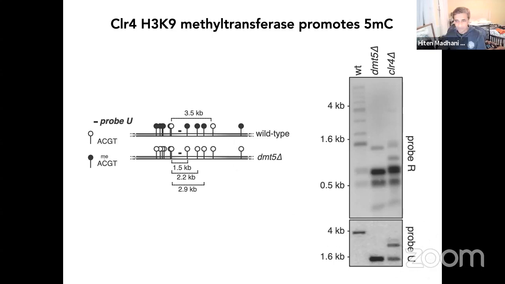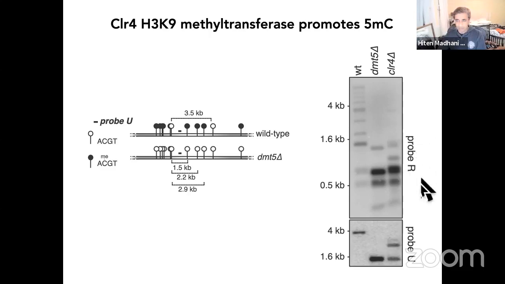So U at the bottom here refers to a unique probe. And that's because there are two unmethylated sites here and here, and in the middle is where the probe sits. If you remove all methylation by knocking out the methyltransferase, now you can see that there's a much smaller restriction fragment that the probe sits on. That's this 1.5 kb band you see at the bottom here with the unique probe, probe U.